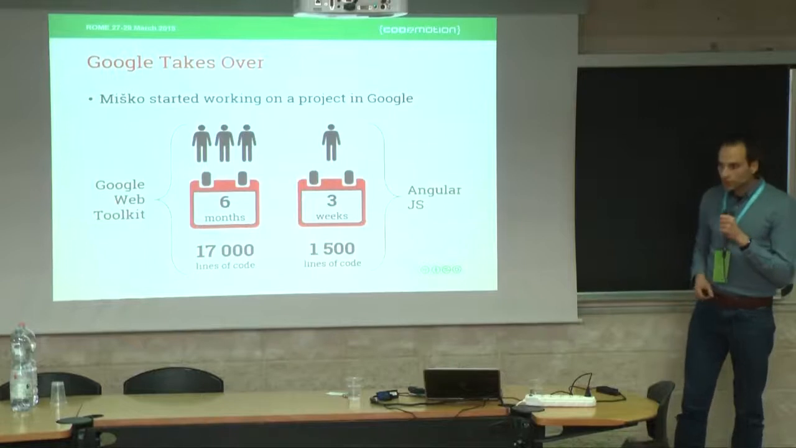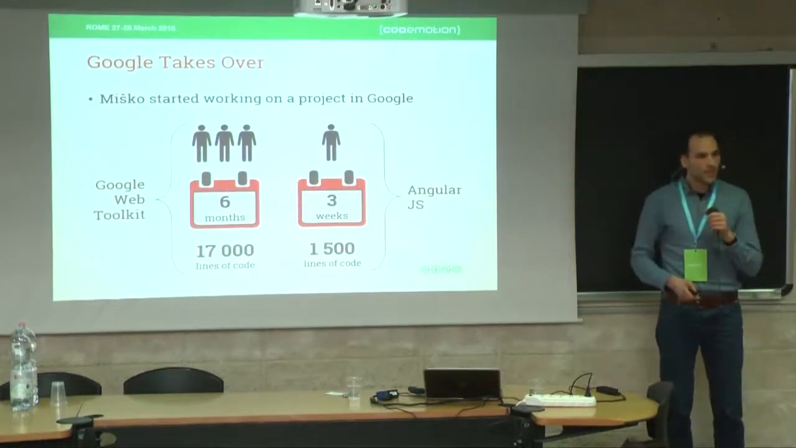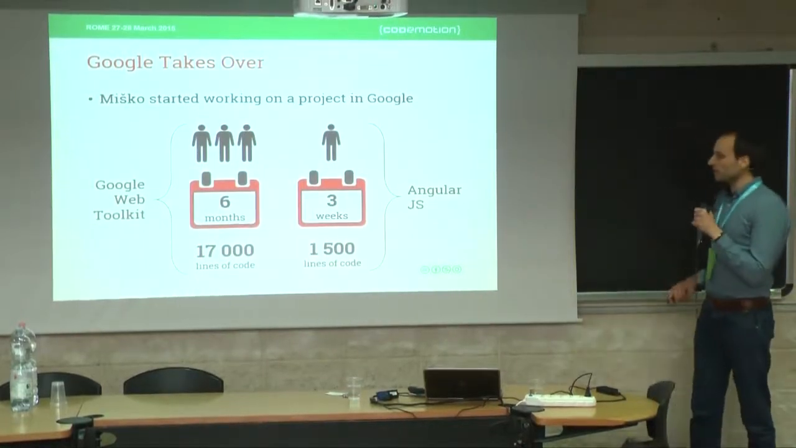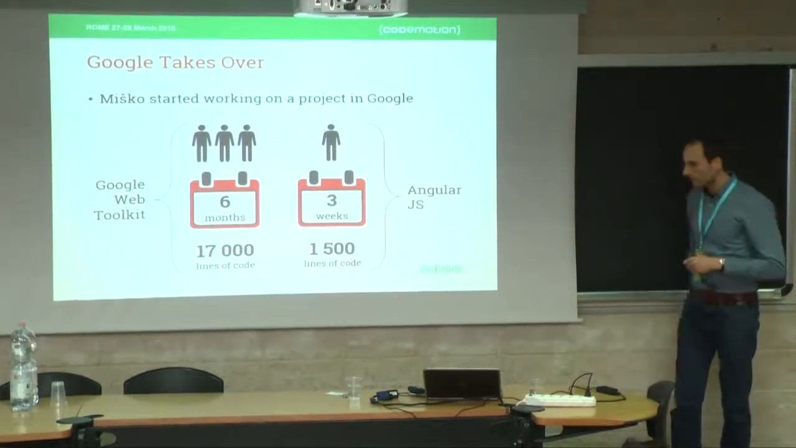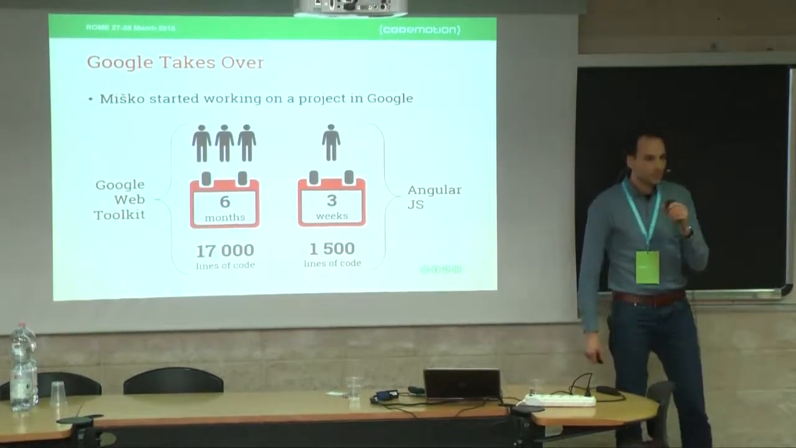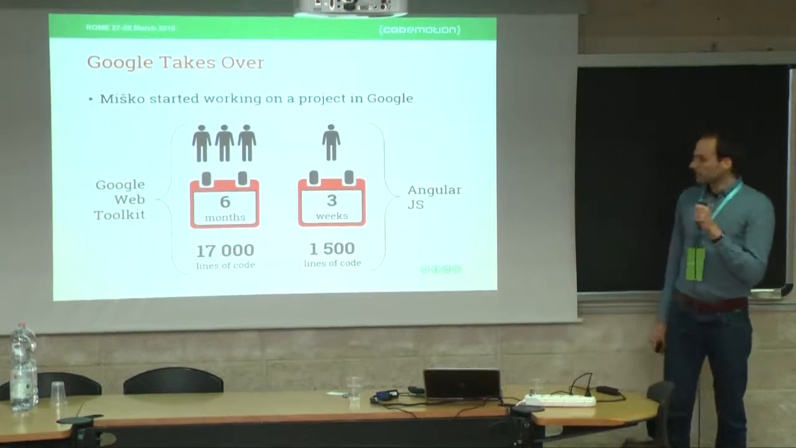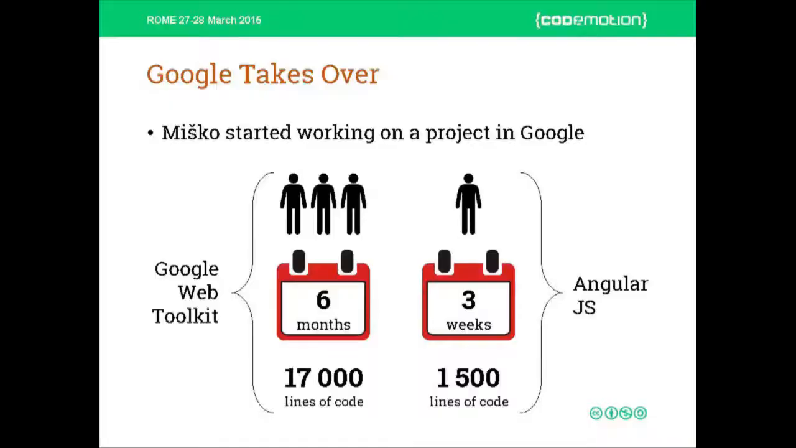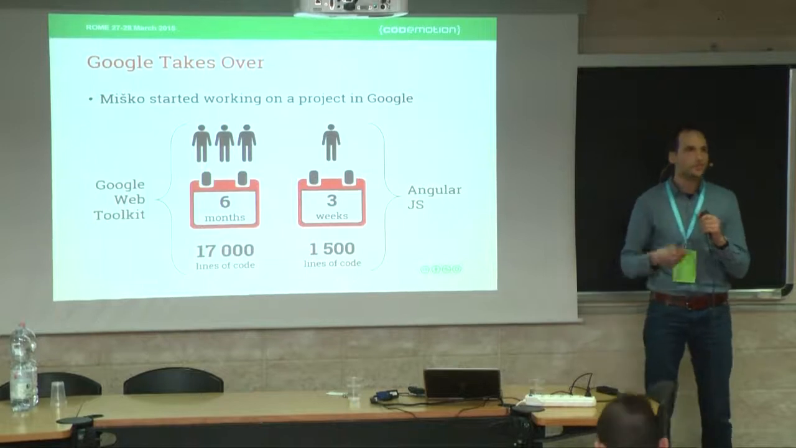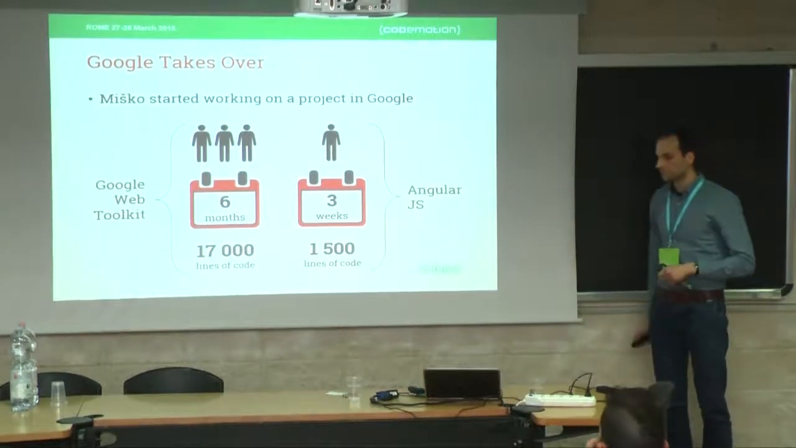Because he used 3 weeks for this project, he reduced the code to 1,500 lines all by himself. Well, apparently his manager was very impressed, although he couldn't win his bet. But his manager was very impressed, and this is how Google took over Angular and started developing it internally and using it more and more internally.